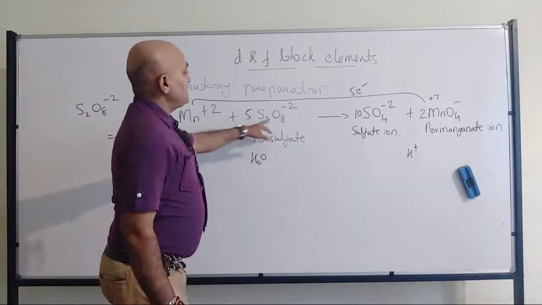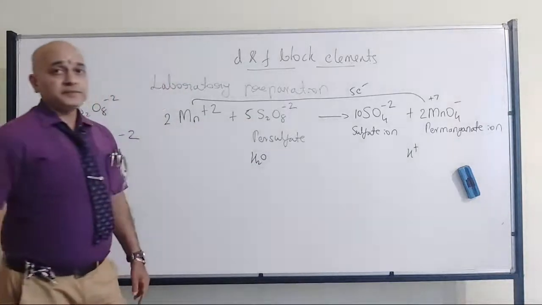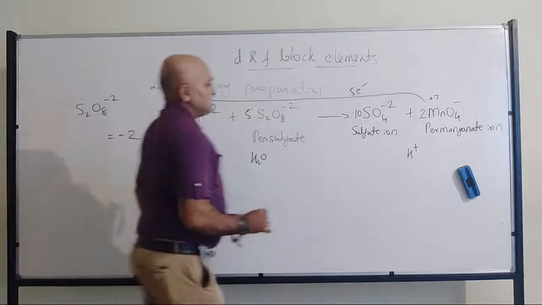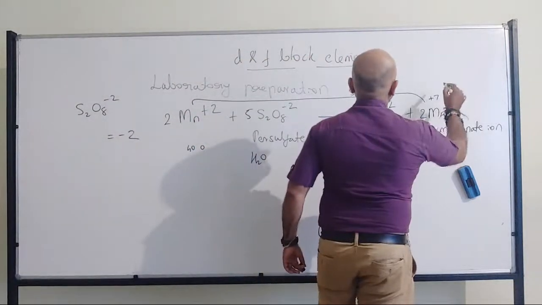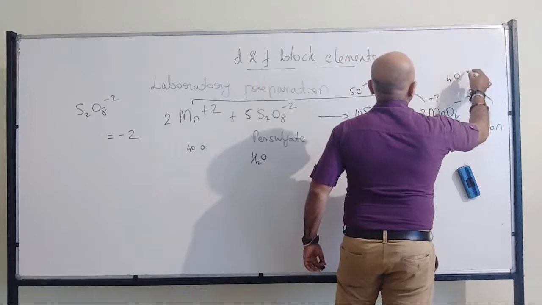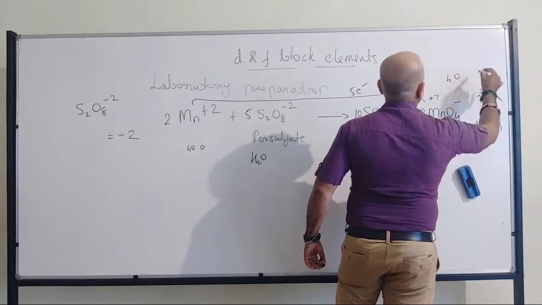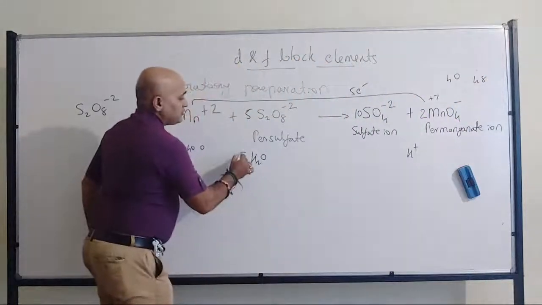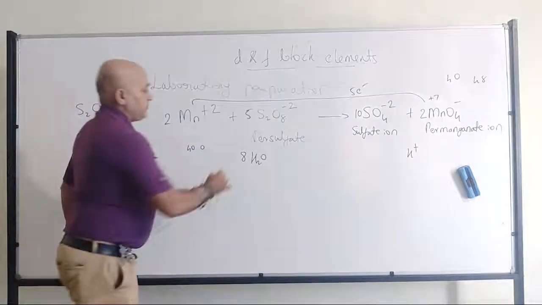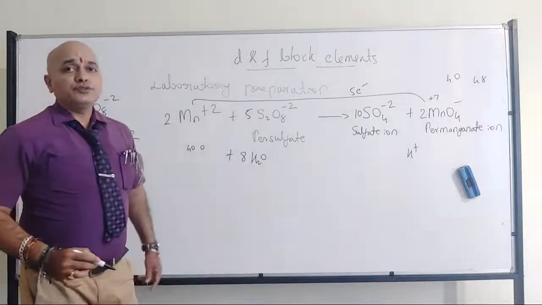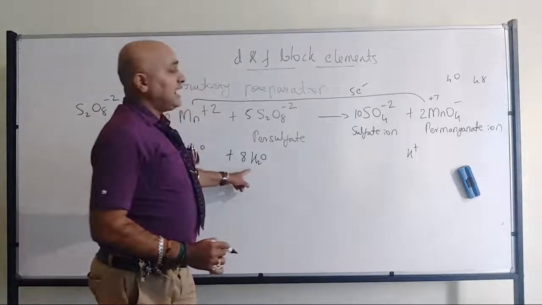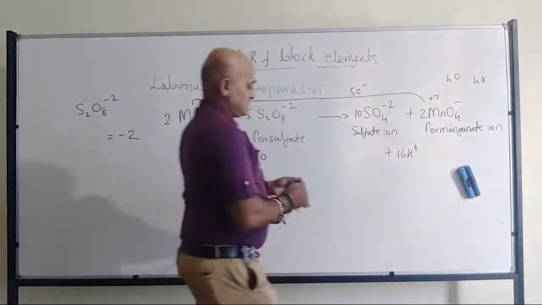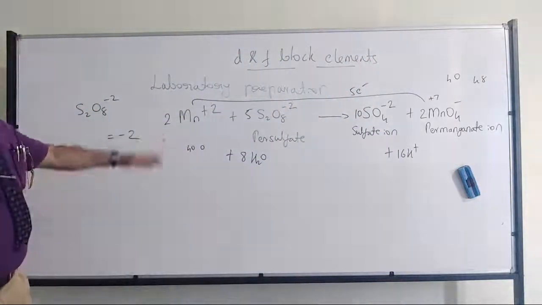Now, if I go here, how many oxygen are there? 4 oxygen is there here, and 8 here, 40 and 8. So that means 48 oxygen is there. That means I have to make it 8H2O to balance the oxygen. So how many hydrogen? 16. So I will make it 16H+. That's where I have balanced the equation.